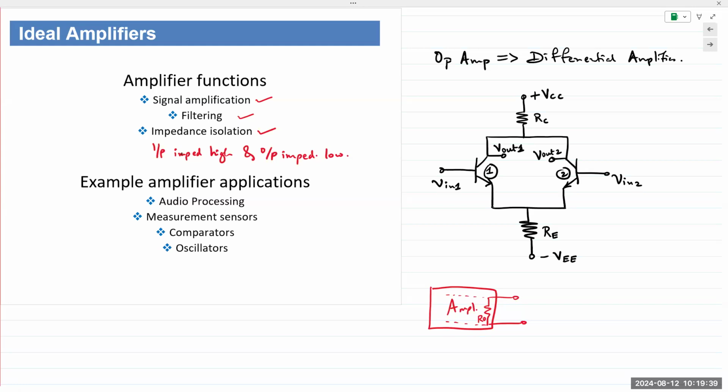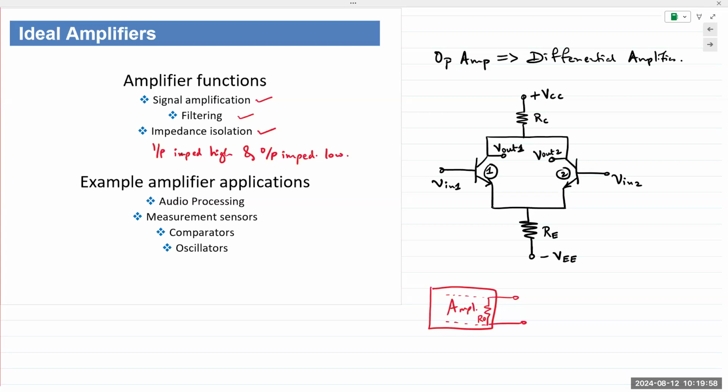You have an incoming signal to an operational amplifier or an amplifier device. You want it to load as little as possible, meaning do not use up that small signal at the front end. We want it to go inside the amplifier. And in output impedance, we want it to be very low.